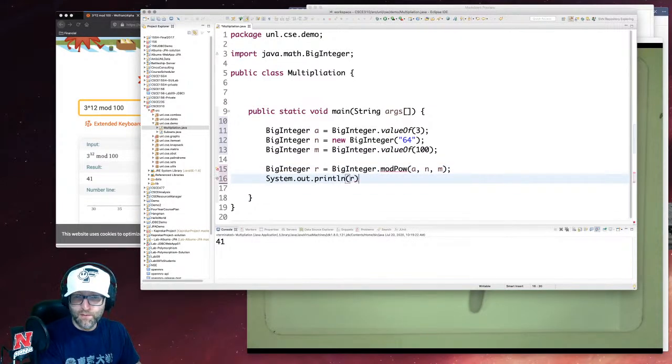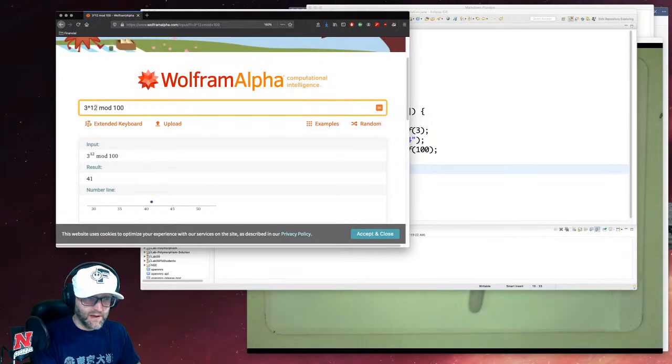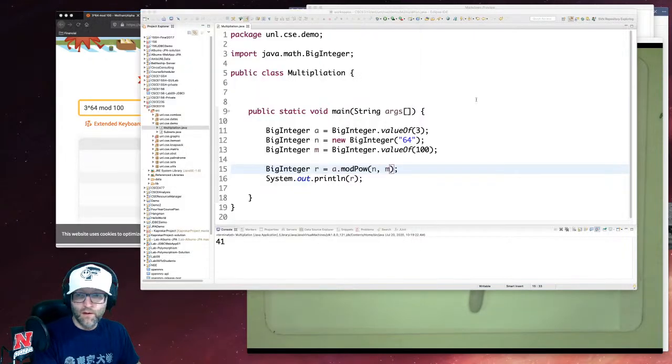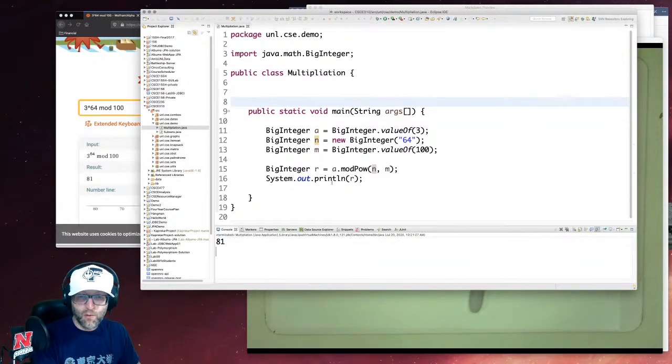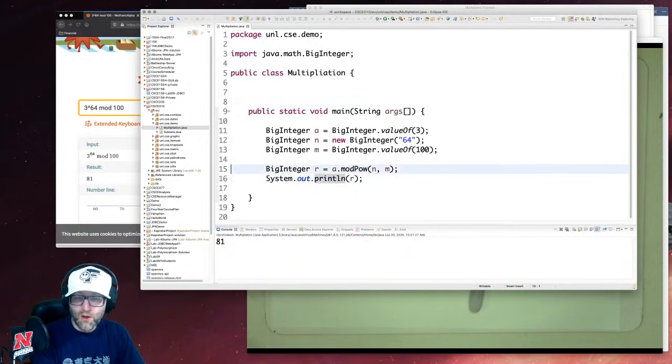System.out.println r. It should be modPow. Oops. It should be a raised to the n mod m. There we go. So let's see if this works. With 64, what was it again? So it's 81 over there, 81 over here. Good, right?